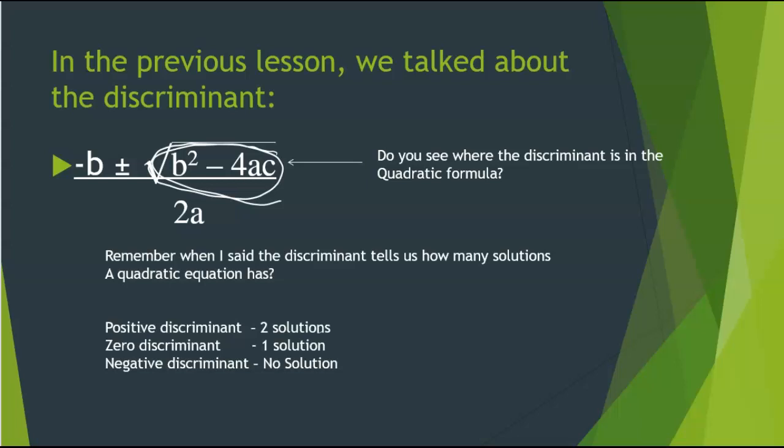Do you remember when I said the discriminant tells you how many solutions? If it's a positive discriminant, there are 2 solutions. If it's a 0 discriminant, there's 1 solution. If it's a negative discriminant, there's no solution. Can you take a moment and just write those down? Positive discriminant, 2 solutions. 0 discriminant, 1 solution. Negative discriminant, no solution at all.